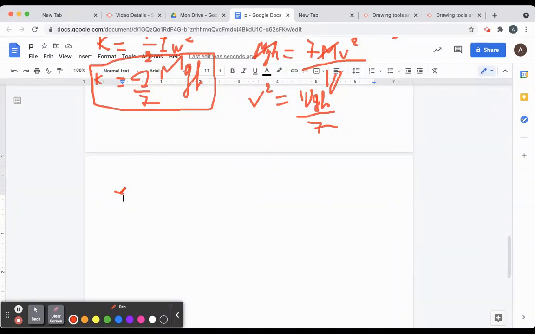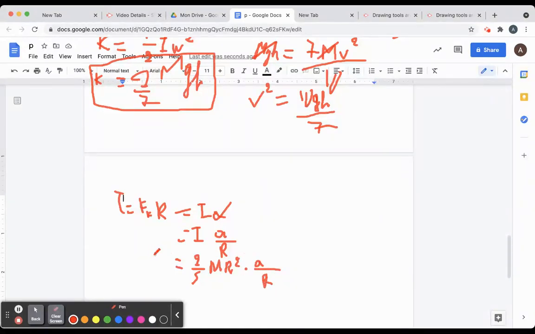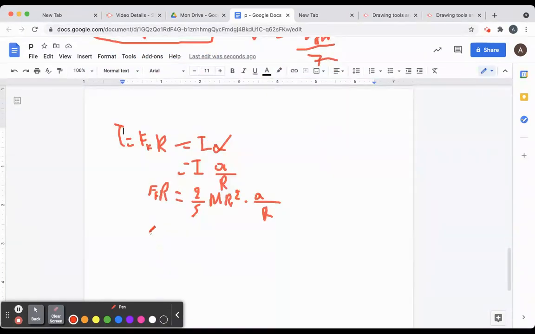So torque is equal to F times R, and we know that torque is equal to I alpha, and we have the alpha value, which is A over R, I times A over R, and we know that I is equal to 2/5 mr square, so we will put that here, times A over R, and all of this is force of friction times R. So force of friction is equal to 2/5 MA.